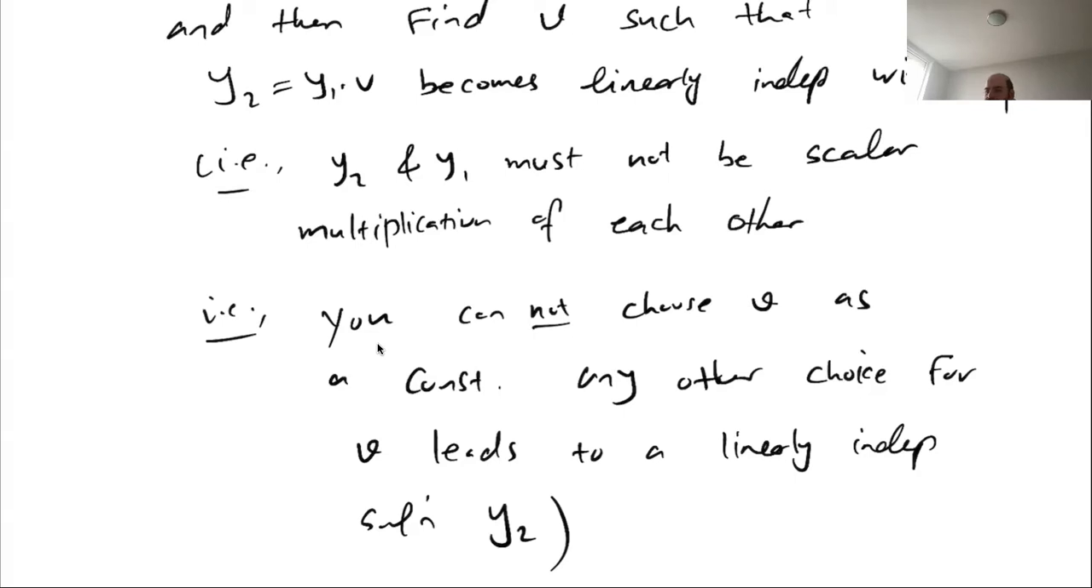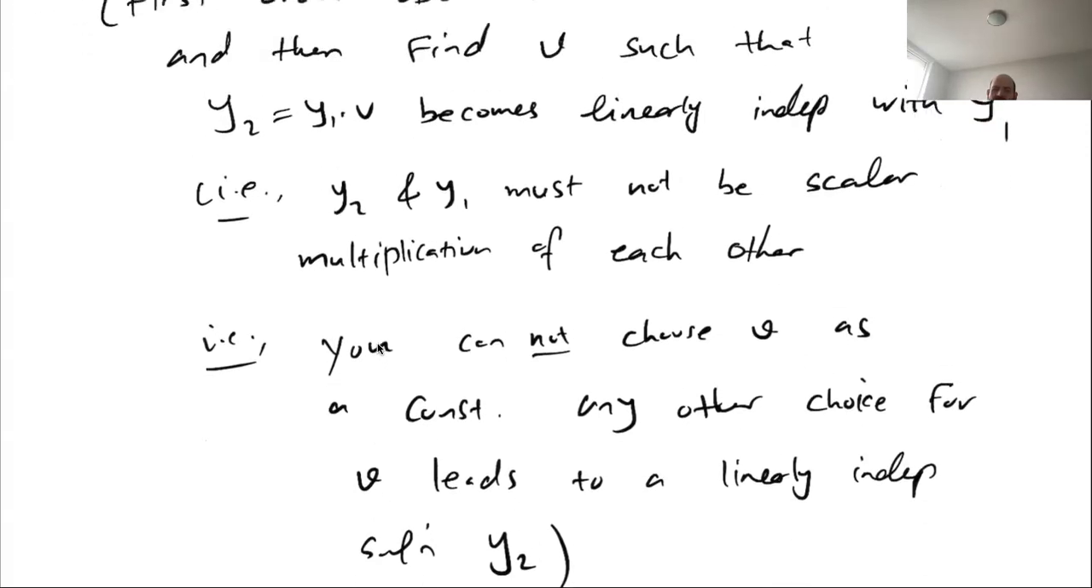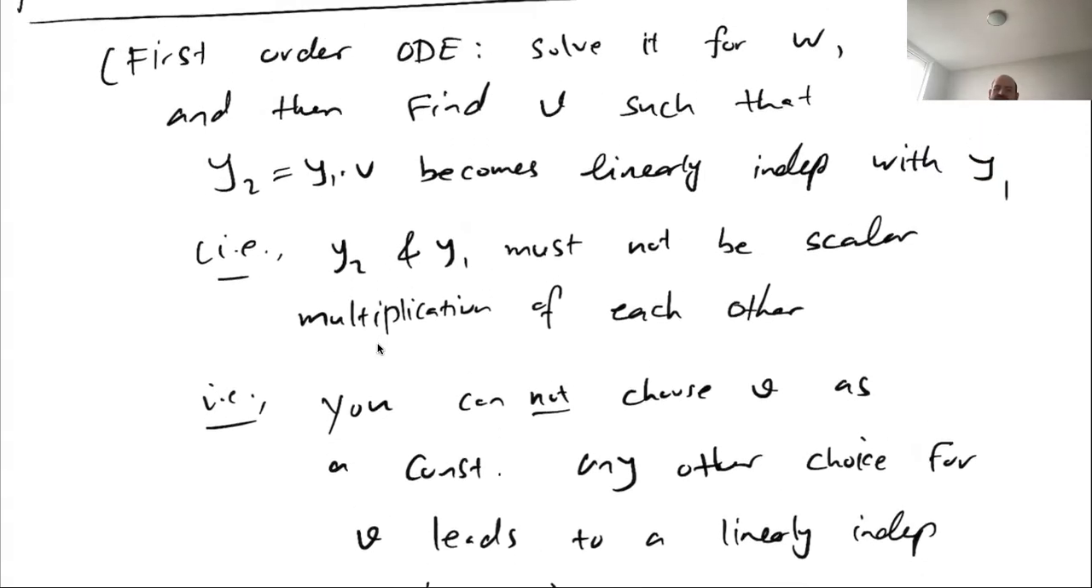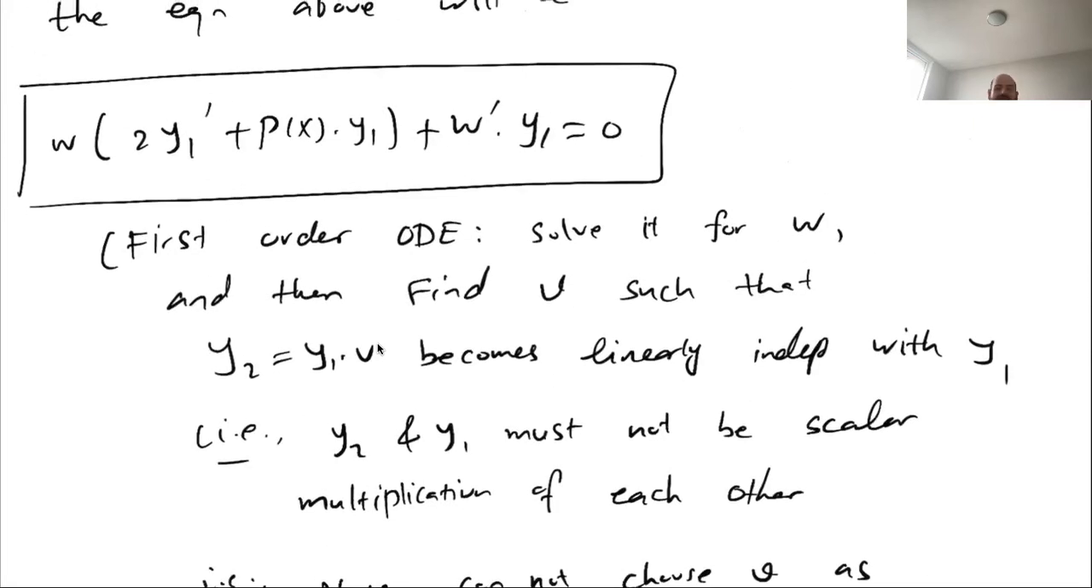So this explanation that I wrote here from here to here is because after you solve this first order differential equation, you will find W, and it will include some constant. After you find W, you want to find V, and again it will include some constant. So there will be two constants involved that you want to choose. And I'm saying that you should choose those two constants in a way that V does not become a constant function.